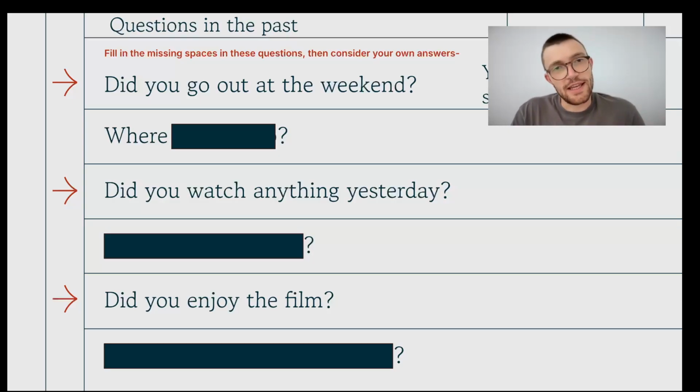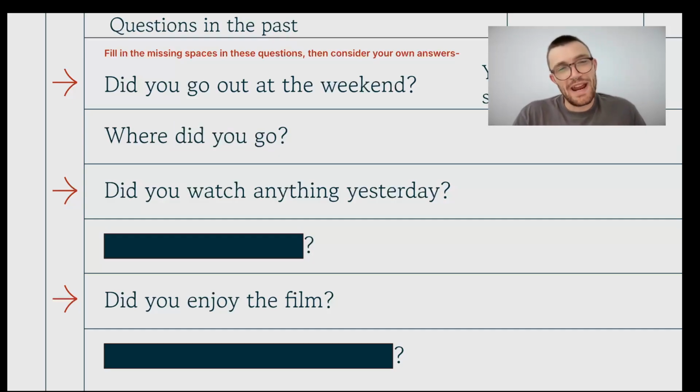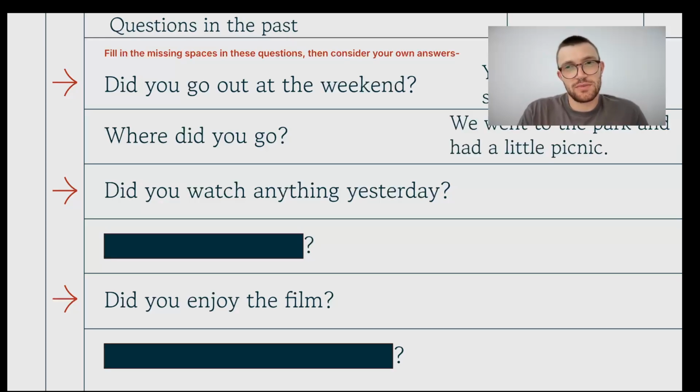I forgot to say, if you're studying along, then pause the video. But otherwise, let's go through the answers. This next one, where? What are you going to ask as a follow-up question with where? Where did you go? We went to the park and had a little picnic. So in the question, we need to use go. Where did you go? And in the answer, we can use the past simple, we use went. We went to the park and had a little picnic.